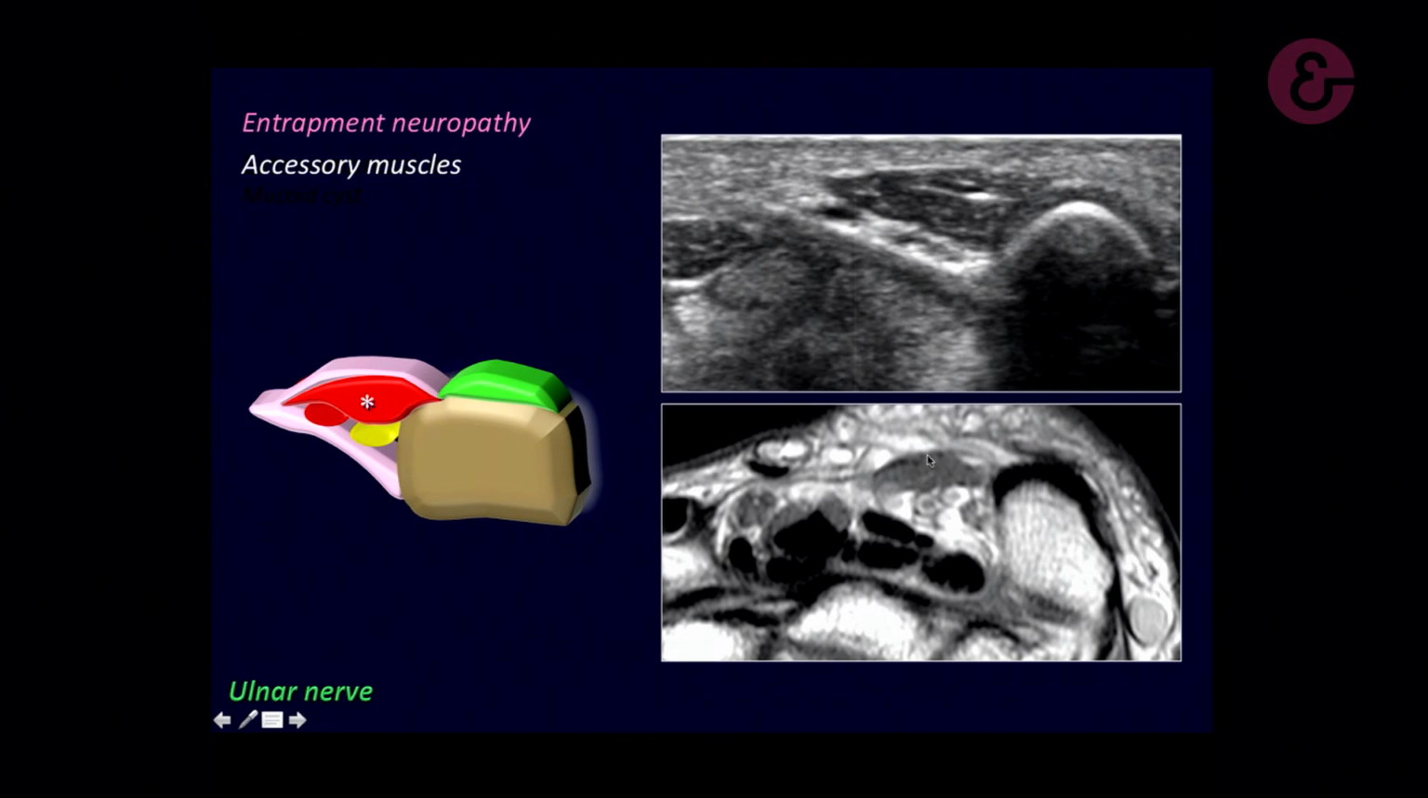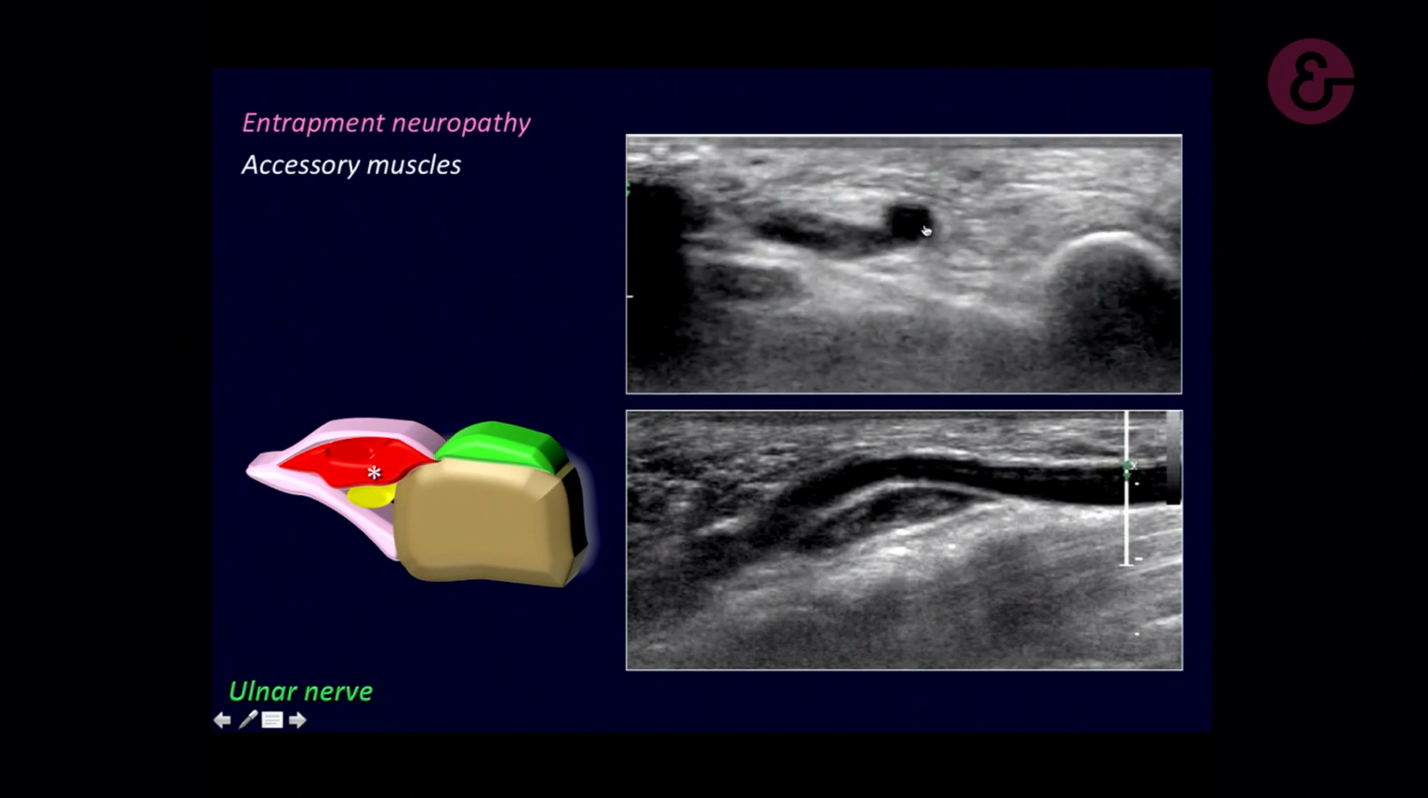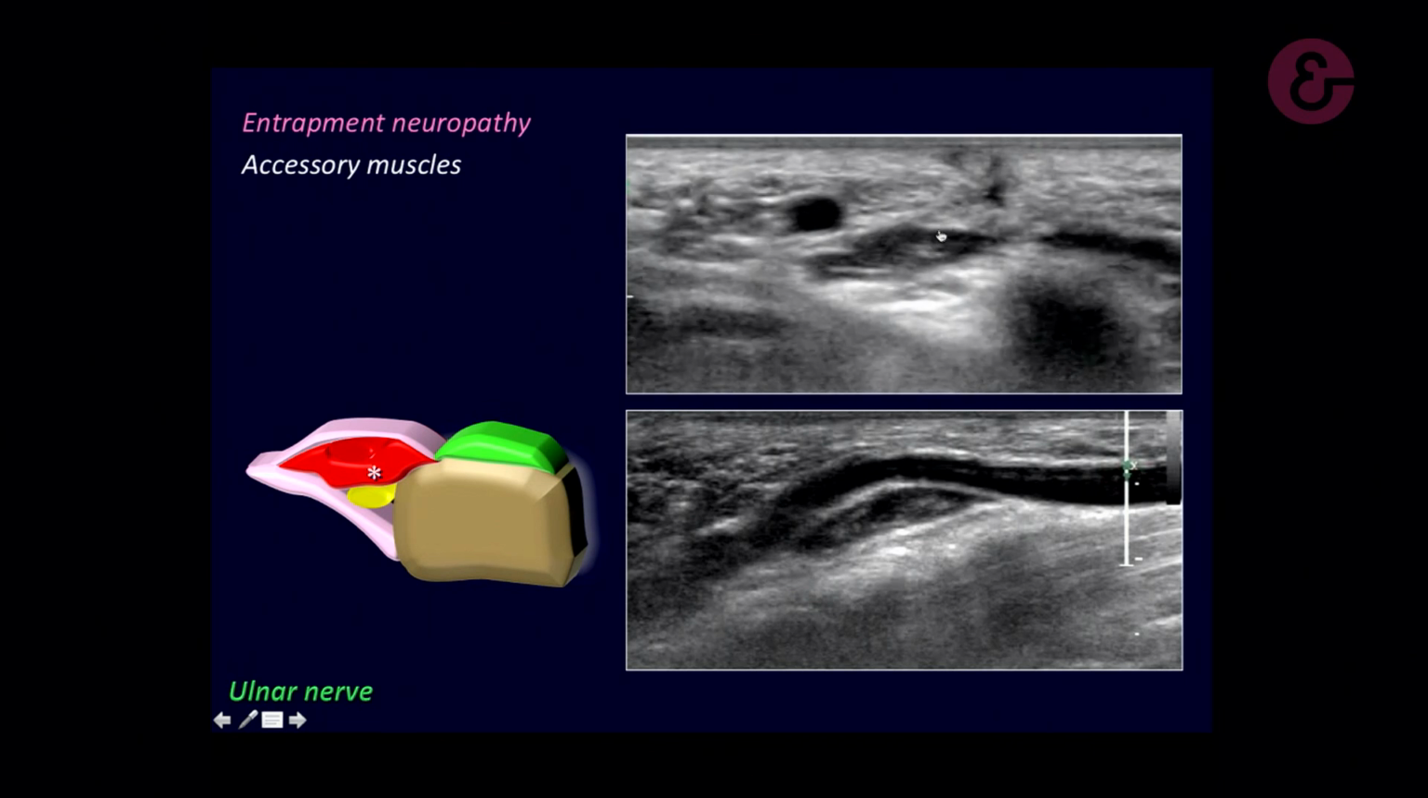And this is the MRI, the pisiform, the nerve, and the artery. Sometimes you can have compression because the muscle is located in between the artery and the nerve, which is not so unusual. Look at this clip. You have the artery, the nerve, and the muscle located in between.